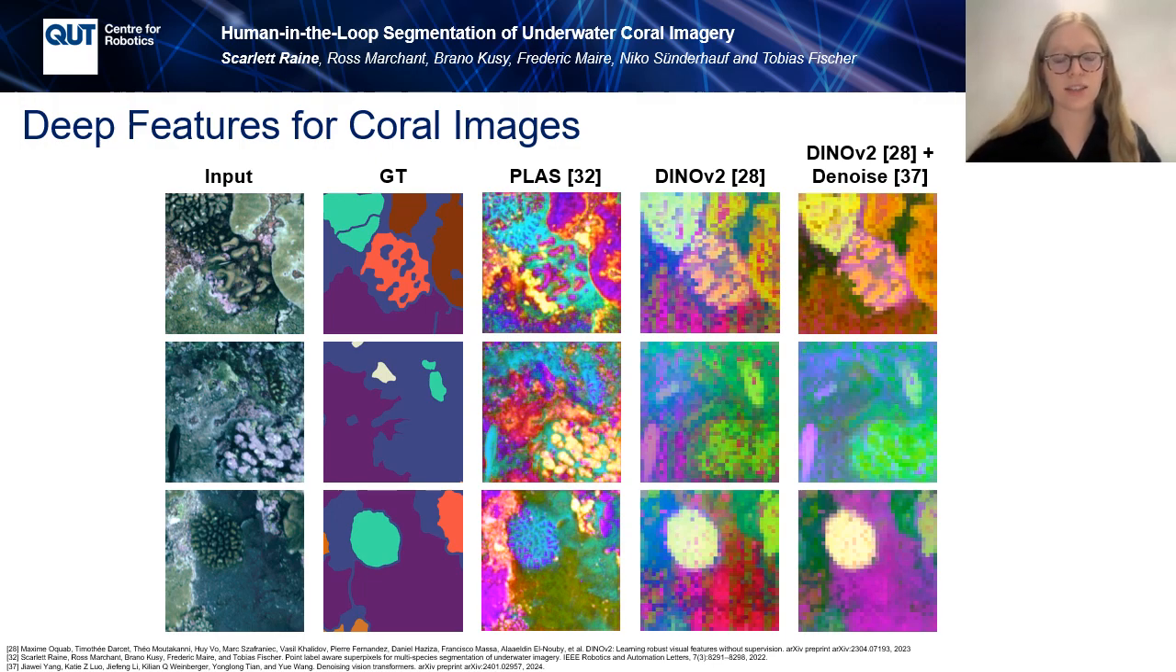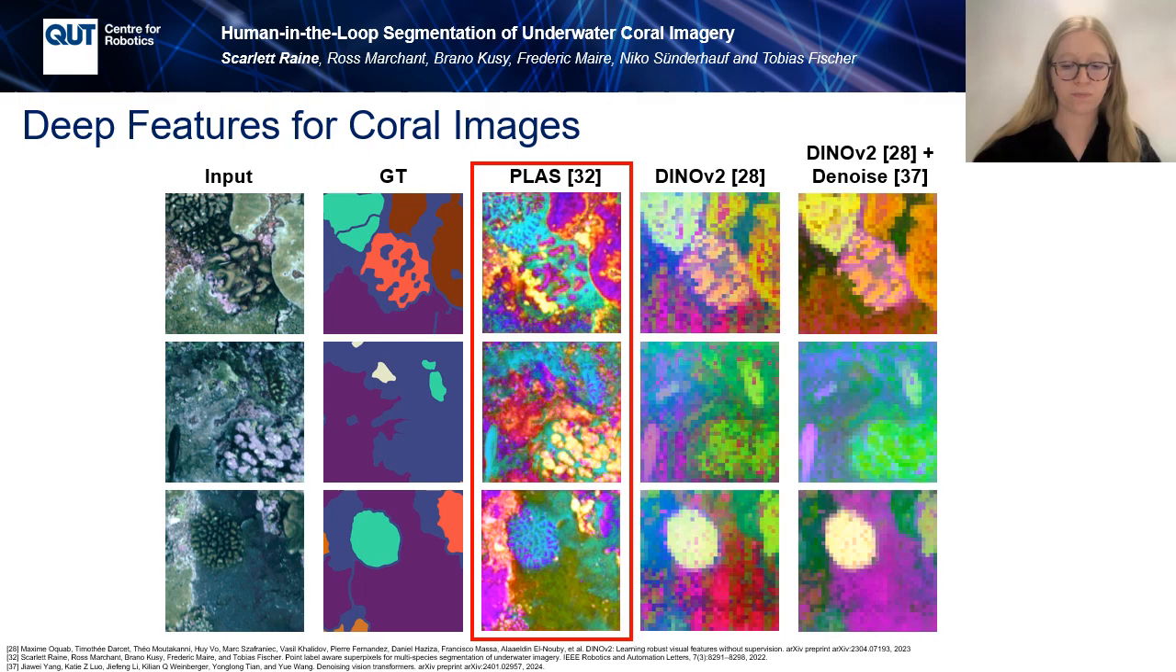Here we have a visualization of the feature space for different feature extractors. We are using principal components analysis to project the deep features into the RGB color space. Similar colors represent similarity in the deep embedding space. First, we have the CNN features used in the prior state-of-the-art point label aware superpixels, or PLAS. We can see that when compared to the ground truth segments, these features are not effectively grouped into useful segments.